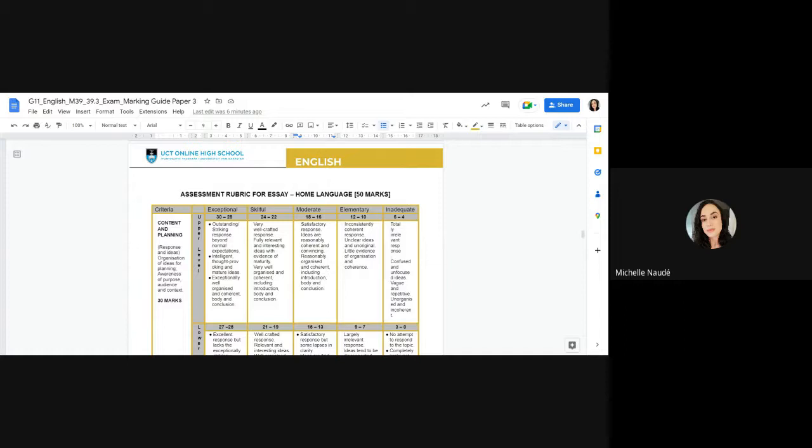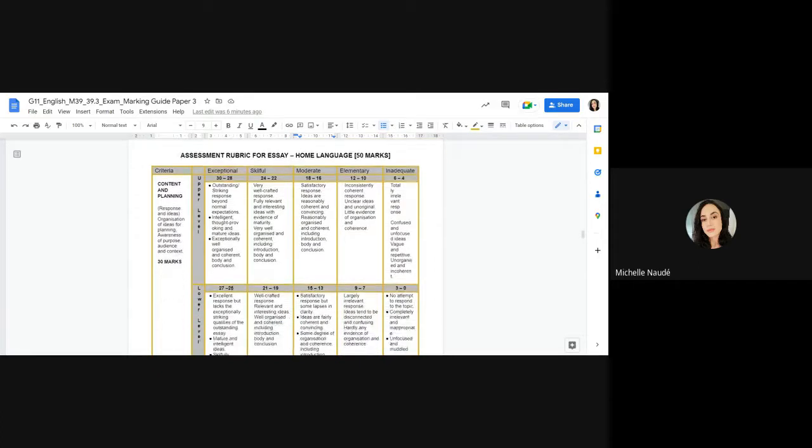Bearing in mind as well, when it comes to transactionals, if you're going to award from the inadequate or elementary categories, that's when the format's very, very flawed. Okay, bearing in mind, it's very rare for the format to be perfect, and we don't actually look for perfection. So with reference to content and planning and the language and structure, all of those subcategories in the rubrics, make sure you understand what you're actually looking for in that category, what you're awarding marks for.